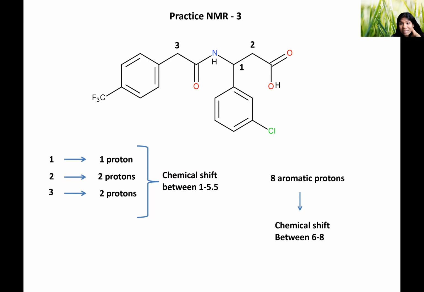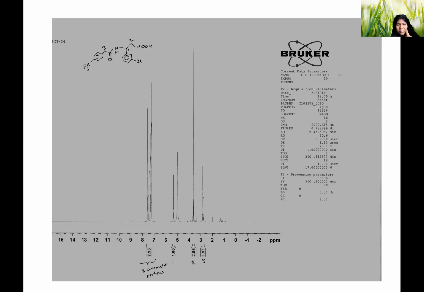So let's check its lab NMR data. We can see this peak at 5.1 for this one, and then we have this 2 and 3, which denotes 2 protons and 2 protons respectively. And also in the prediction NMR, we had 8 aromatic protons, and we can see the peak for 8 aromatic protons. Also, this solvent is methanol D.